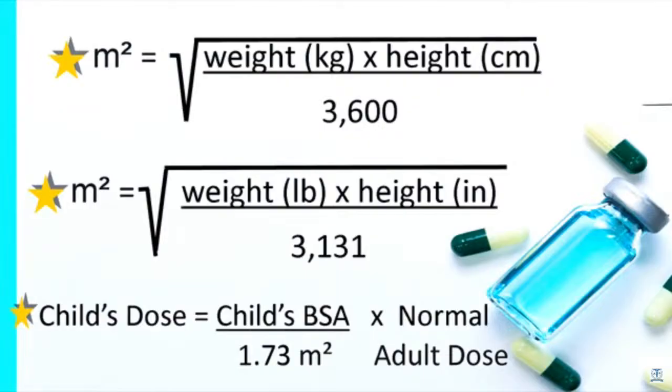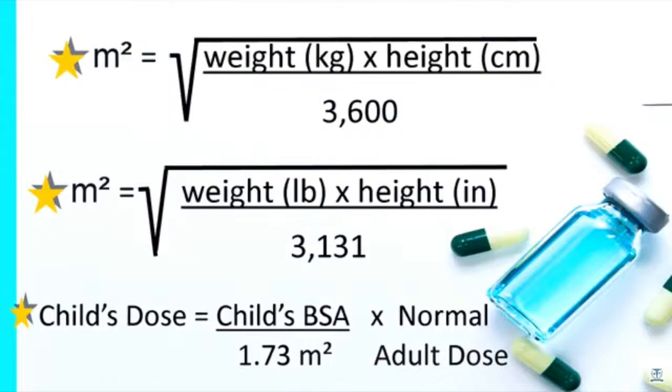Now, another formula you want to commit to memory deals with how to solve for the child's dose. This will be required of you whenever the scenario is asking you to either solve for the child's body surface area, or they've given you that number, and then they'll also give you the normal adult dose for that specific medication that's ordered for that patient. The child's body surface area, again, they will either give this to you or you'll have to calculate it by using one of the formulas above, and then you'll divide that by 1.73 square meter. This 1.73 is the average adult body surface area.